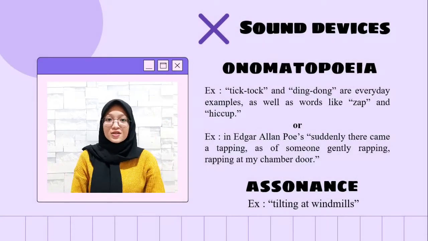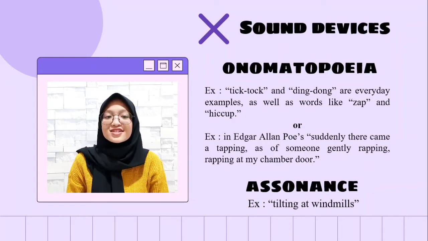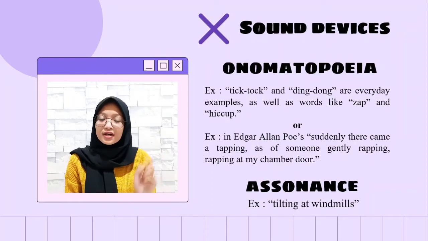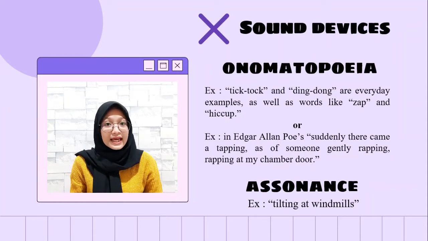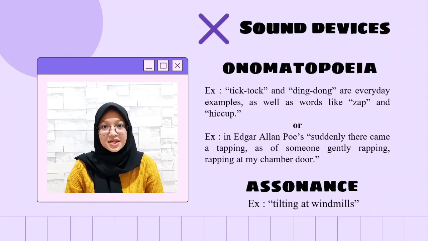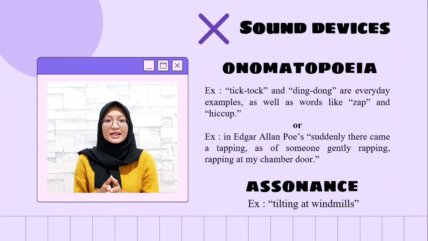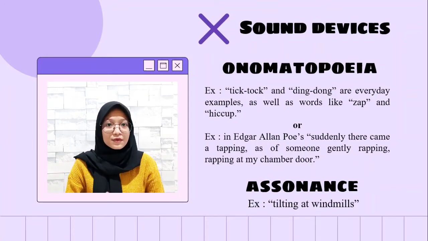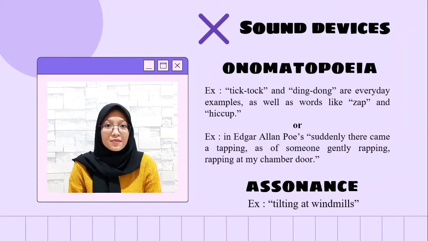The third point is onomatopoeia. In onomatopoeia, words sound like the thing they describe, like sound effects. For example, tick-tock and ding-dong are everyday examples, as well as words like zap and hiccup. Sometimes individual words are not onomatopoeia, but they will become so in the context of the words around them. For example, in Edgar Allan Poe's "Suddenly there came a tapping, as of someone gently rapping at my chamber door."